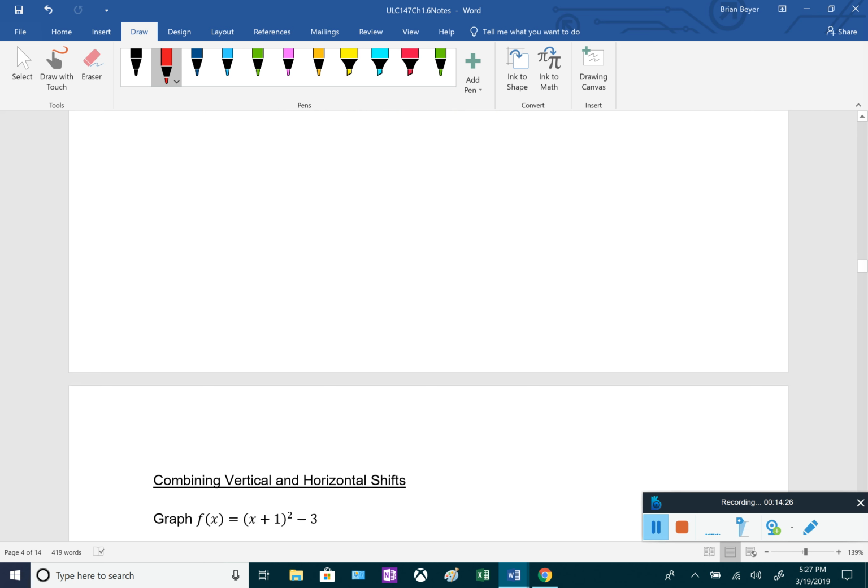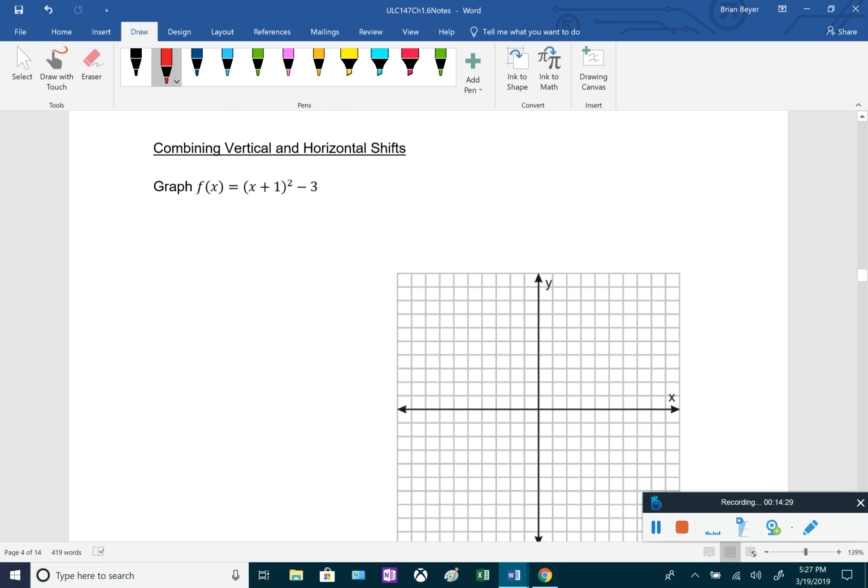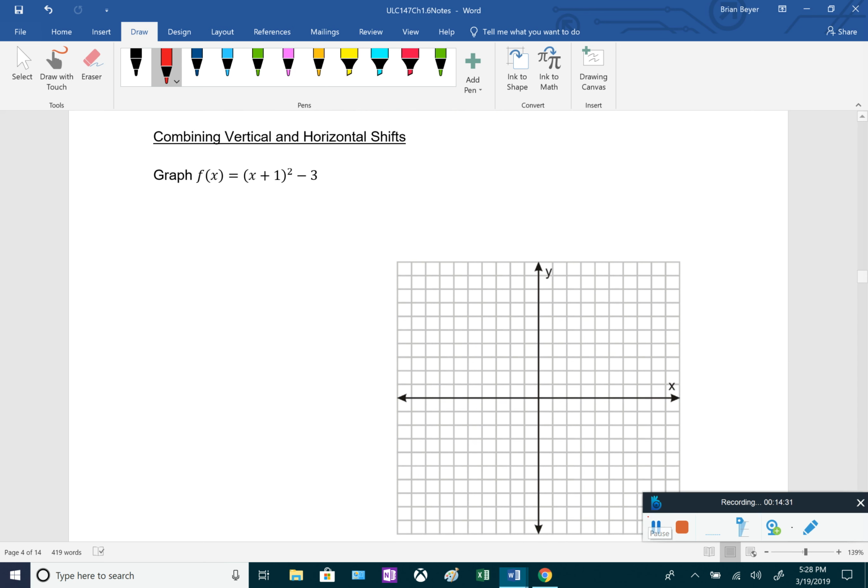Okay, so now let's combine these two ideas. We want to graph f of x, which is (x + 1)^2 - 3. What we're going to want to do for these, and what I will be doing for all of these, is first identify what type of function we're working with, which I'll just be referring to as the basic function, which are going to be all of those functions on the first page.